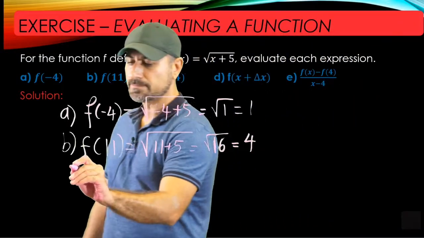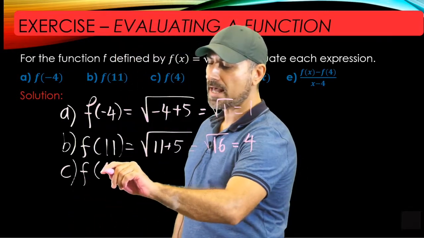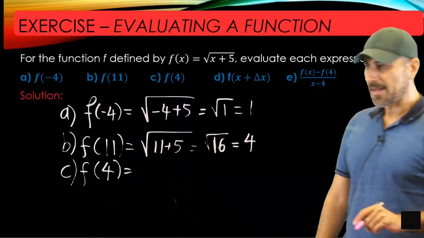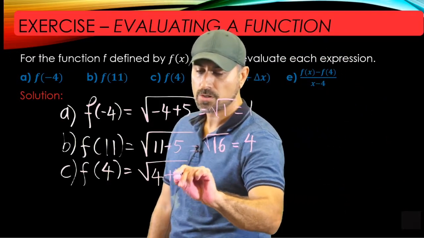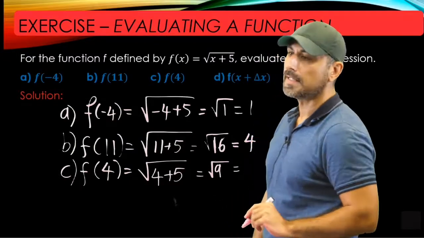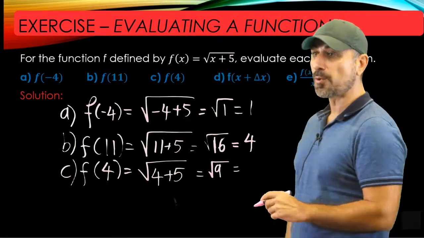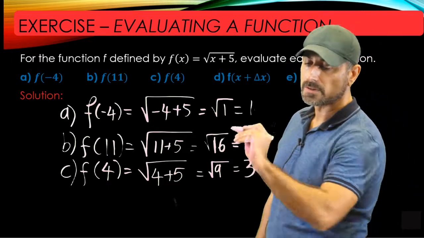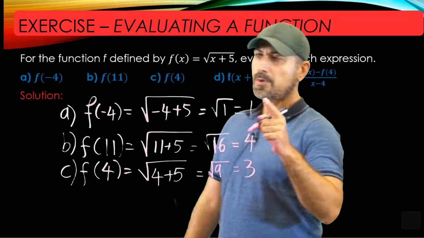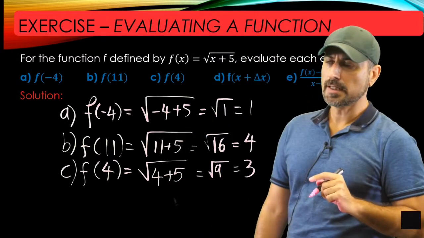Part C, we are asked to find f of 4, right? F of 4 is going to be what? The square root of 4 plus 5, exactly equal to 3, because 9 is 3 squared, and the square root always gives out a positive value. That's 3 here.